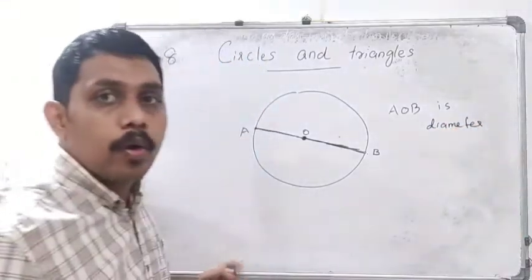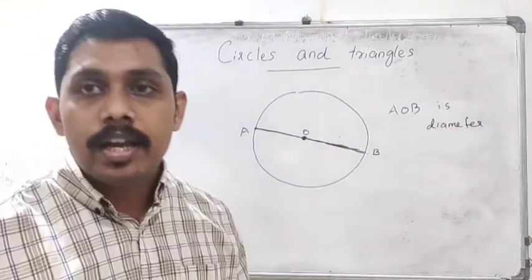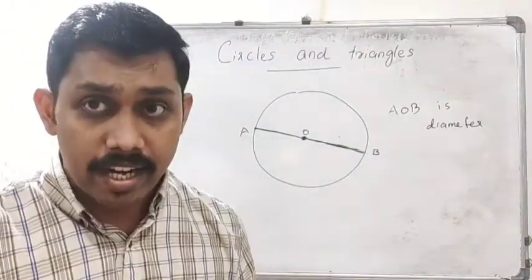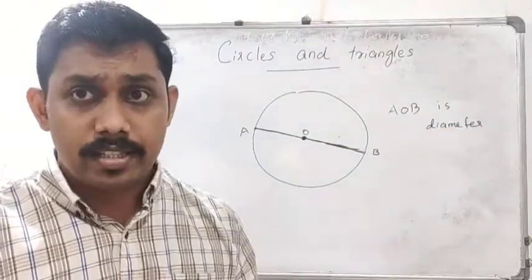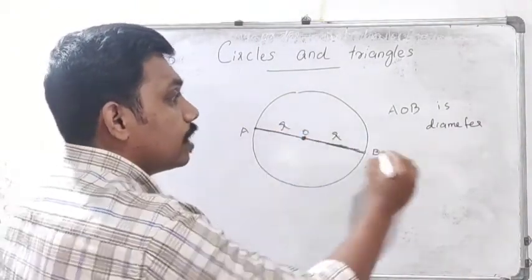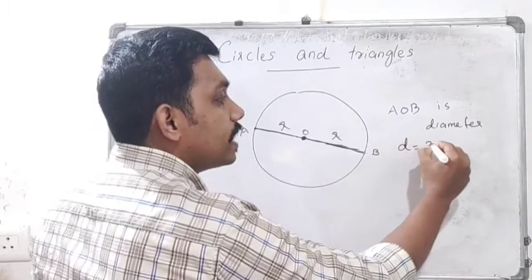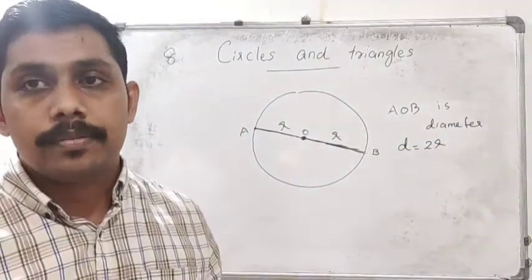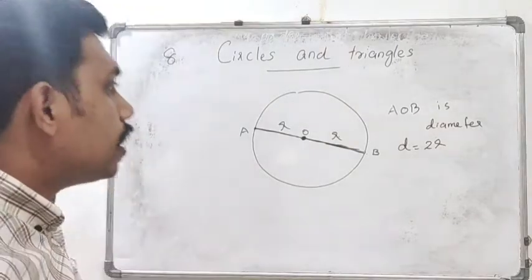Diameter. AOB is the line segment that is called a diameter, and the length of the diameter is twice that of the radius. So this is R and this also is R. So we can write diameter is equal to 2R. Diameter is equal to 2R. Okay, and now next one.